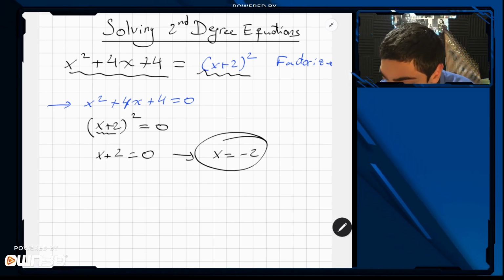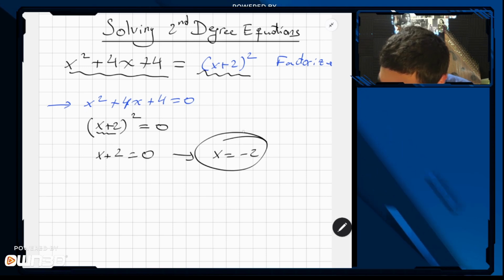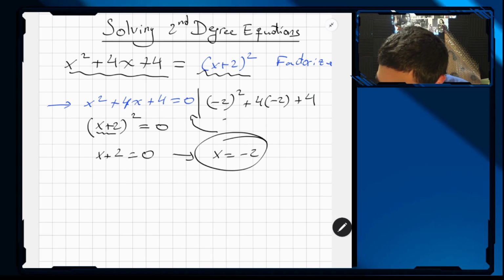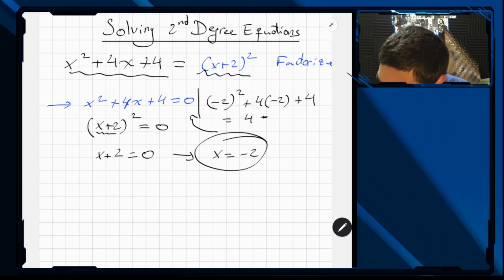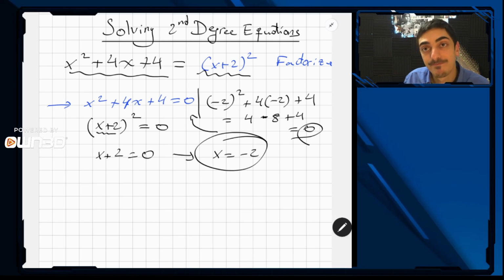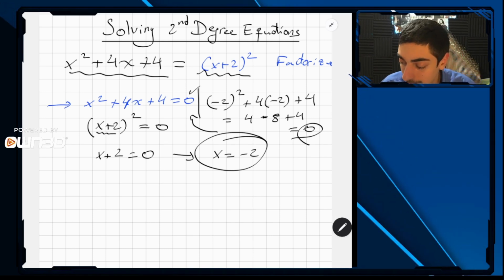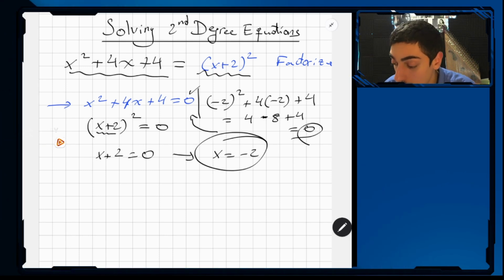And of course, you are more than free to check. If you carry this x and put it up here, it should work. So (minus 2) squared. Okay, so we're just testing here. Plus 4 times negative 2, plus 4, is equal to 4 minus 8 plus 4. And what do you know? It is the answer we were expecting. It is 0. So what we did worked.